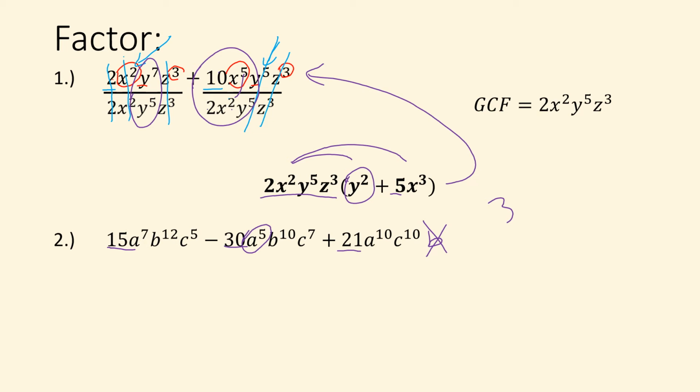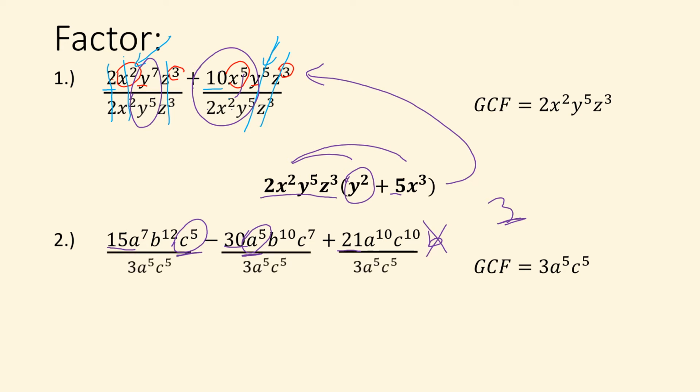Do they all have c's? They do. We're going to take out the smallest c that we can find, c to the 5th. So our GCF is this 3, the smallest a we have, the smallest c we have. There's no b because this one didn't have a b. All those get divided by that.